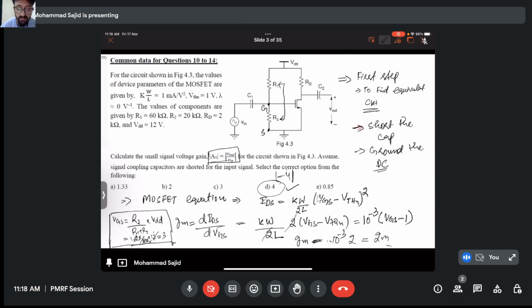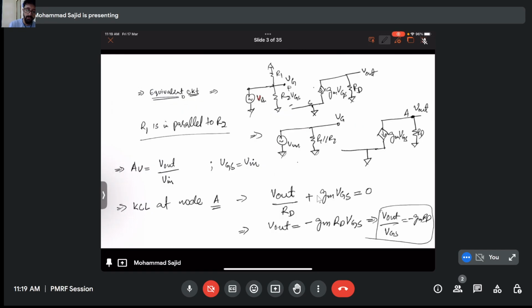We had to recap as well how to draw the equivalent circuit. We consider capacitors to be short at the input frequency. If a frequency is given, let's say that it is said that at these frequencies capacitors are not short, then you have to consider that. But if it's not given, then you should consider them as a short, and you have to ground the DC. Since this is a small signal voltage gain, that's AC gain.